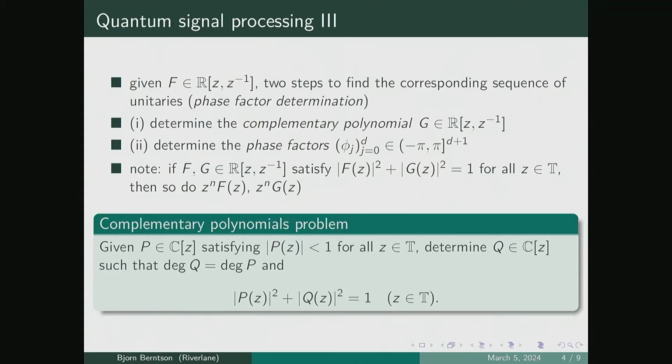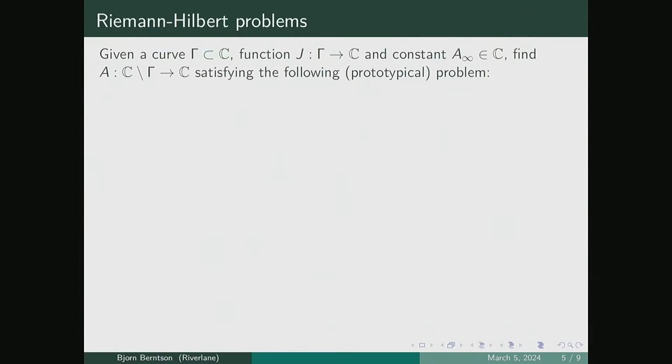We're given some complex polynomial P, so it's bounded in absolute value by 1 on T. We want to find Q with the same status, with the same degree as P, such that this equation holds on T. So we'll solve this using a technique from complex analysis. This is called Riemann-Hilbert theory.